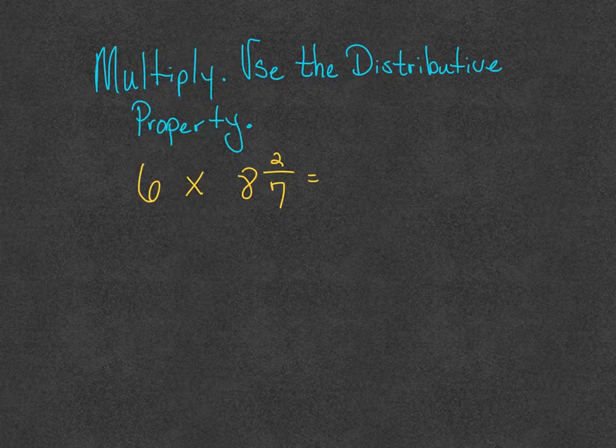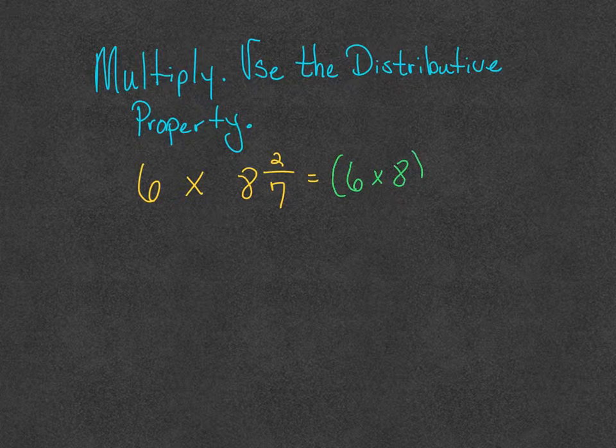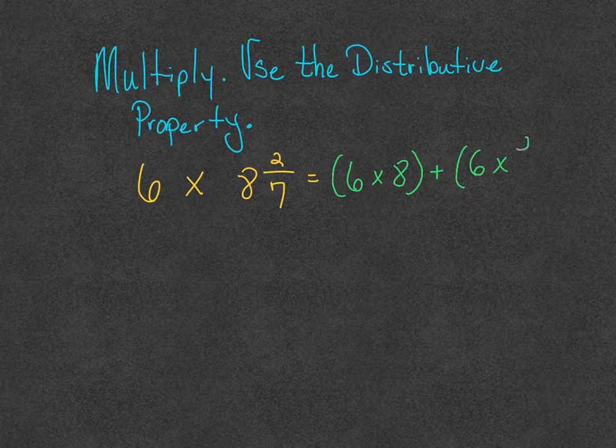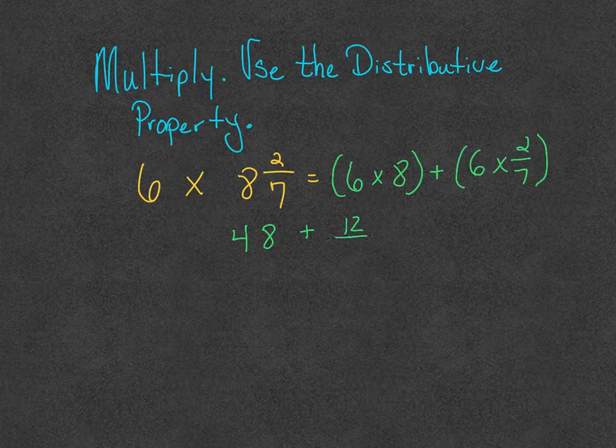Multiply, and we're going to be using the distributive property to solve 6 times 8 and 2/7. So this just means 6 copies of 8 and 6 copies of 2/7. So let's split that up. We've got 6 copies of 8 plus 6 copies of 2/7. So now we can solve. 6 times 8, well, that's 48 plus the 12/7, because 6 times 2 is 12.